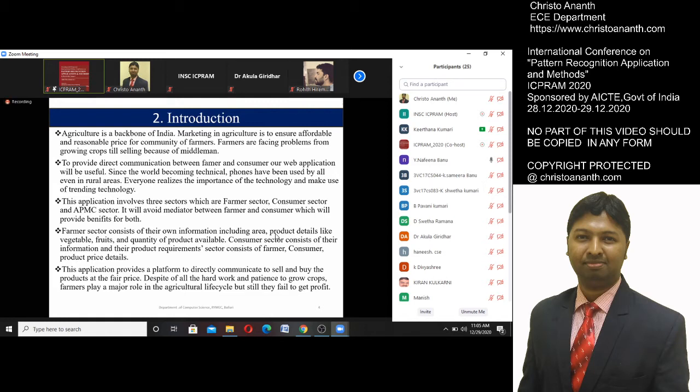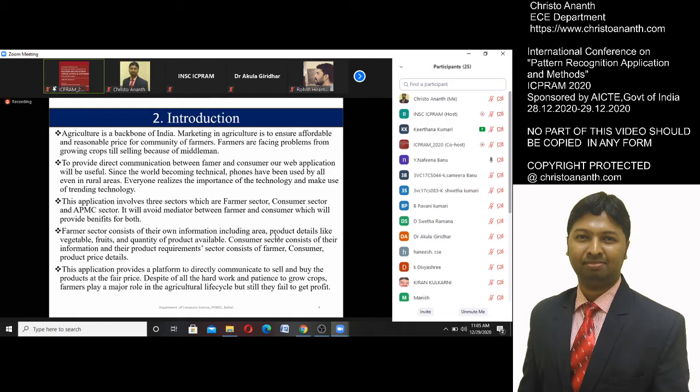As technology is increasing day by day, I think our web application will be useful in providing direct communication between farmer and customer. This application involves 3 sectors: farmer sector, consumer sector, and APMC sector. The farmer sector consists of product details, whatever crops he has, and the quantity of the product available with him.